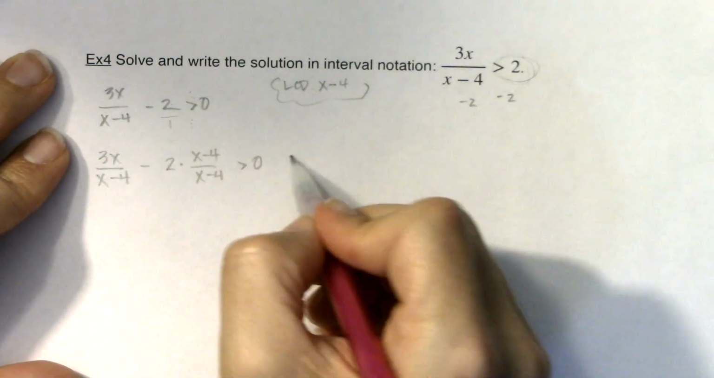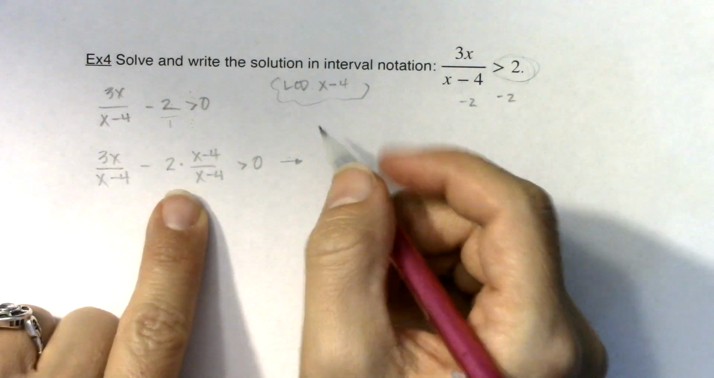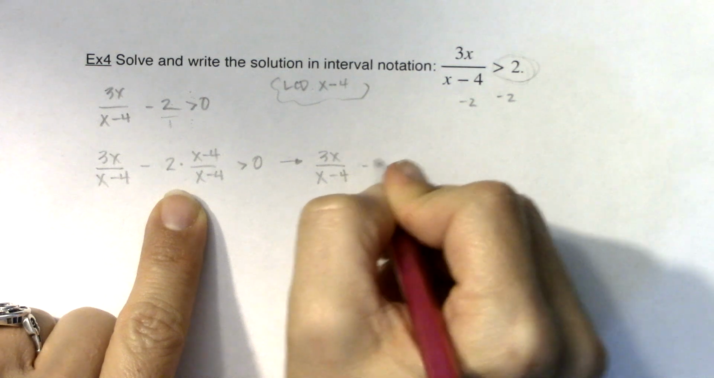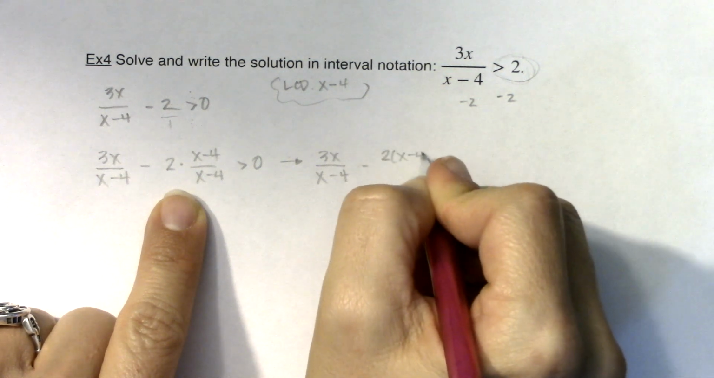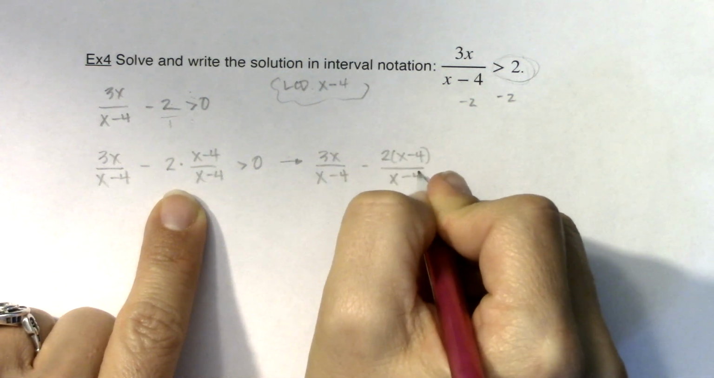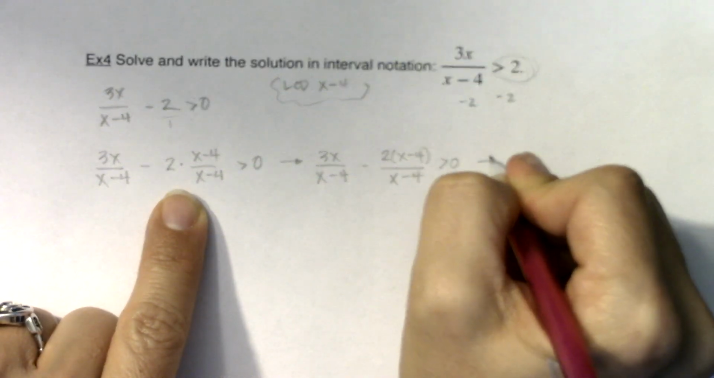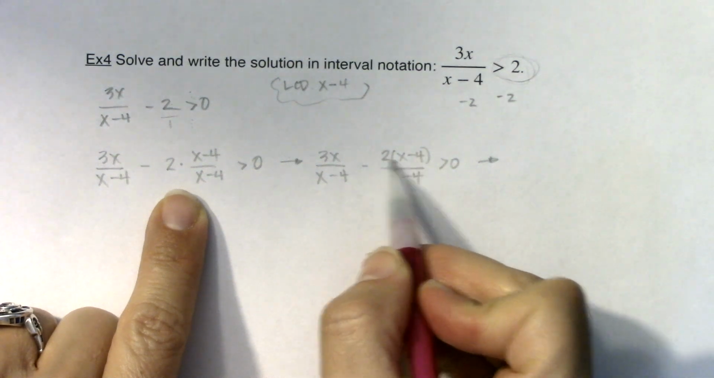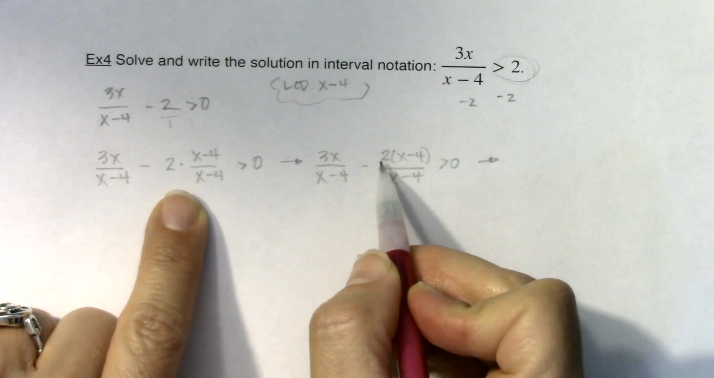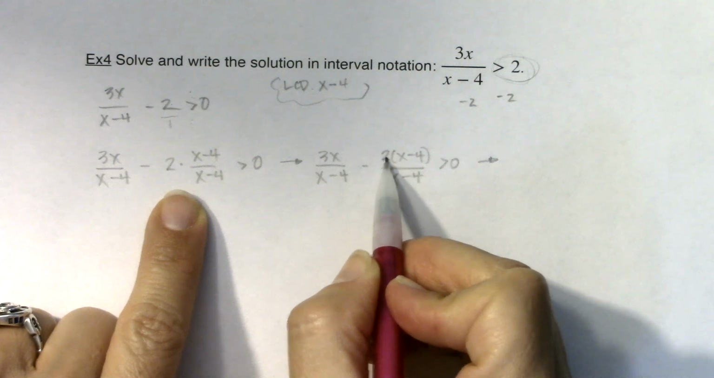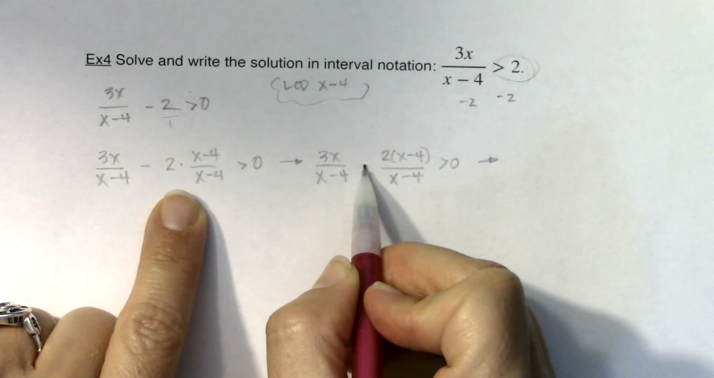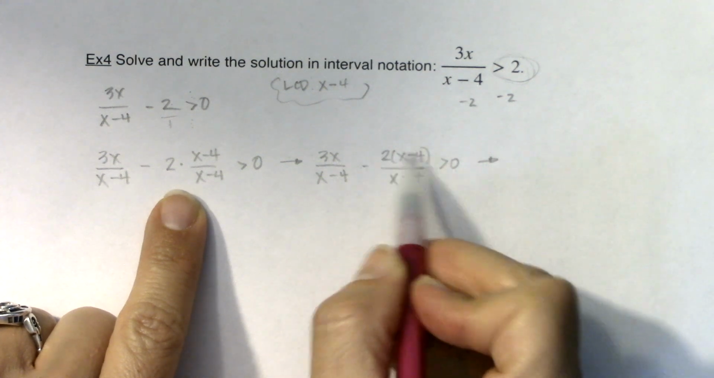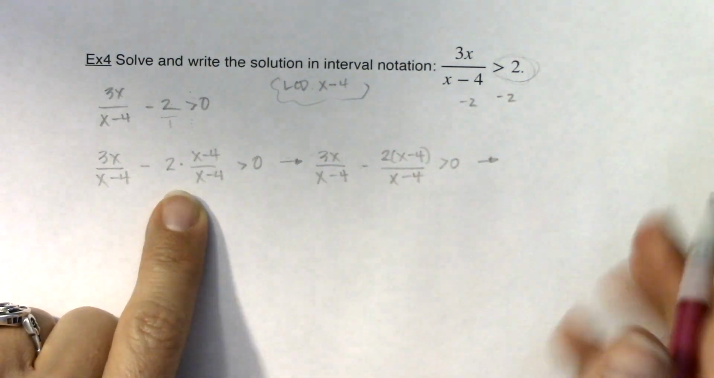And let me just scooch this over here. So now I'm going to have 3x over x minus 4 minus 2 times x minus 4 over x minus 4. That's going to be greater than 0. And I'm going to remember to distribute that subtraction, not just to the 2x, but also ultimately to that negative 8, right? Because I have 2 times negative 4, which is negative 8, but I've got to subtract it. Subtracting a negative 8 will ultimately be plus 8. We're going to get there.